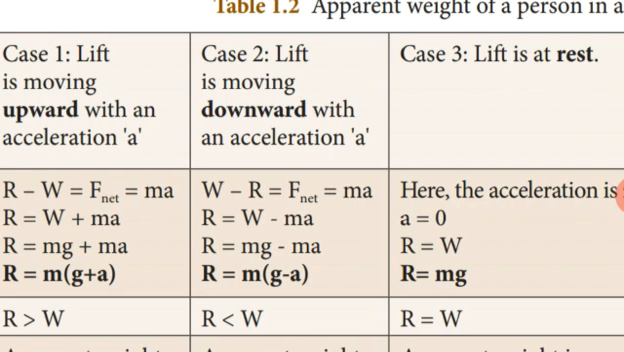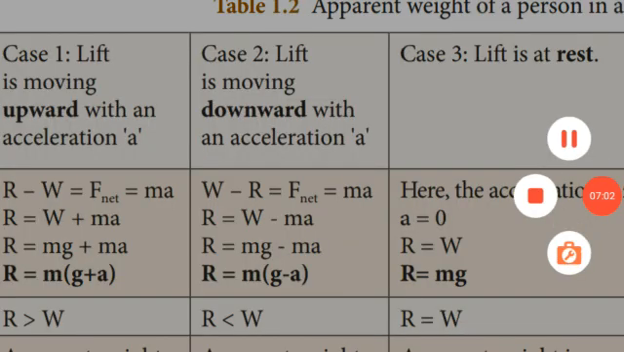See the case 3. Lift is at rest. That means acceleration of the lift a equal to 0. So R equal to W. Then W equal to mg. So R equal to mg. We can use R equal to mg formula when apparent weight is equal to the actual weight.